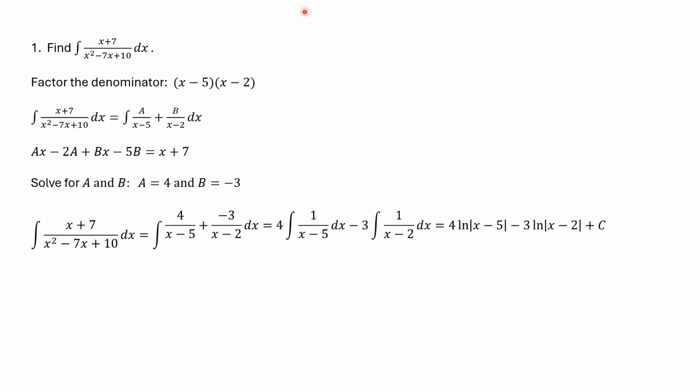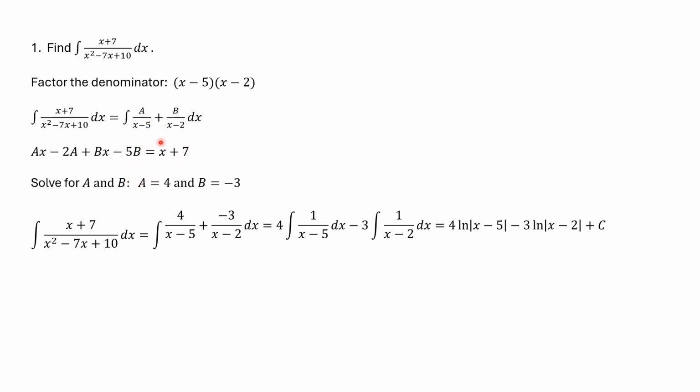So the technique is to factor the denominator of x squared minus 7x plus 10 to be x minus 5 times x minus 2. And so we'll rewrite as a constant over x minus 5 plus a constant over x minus 2. And what we're going to do is, if we put this back together, we'll find the a and the b. So then we will have two simple integrals.